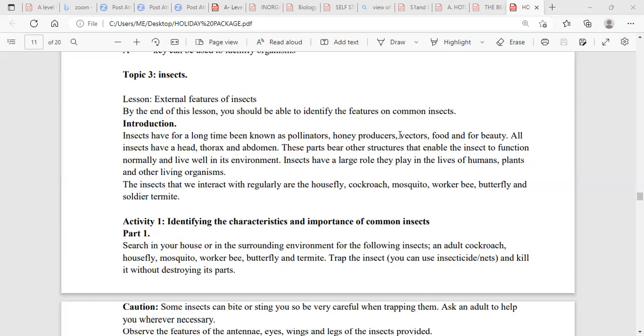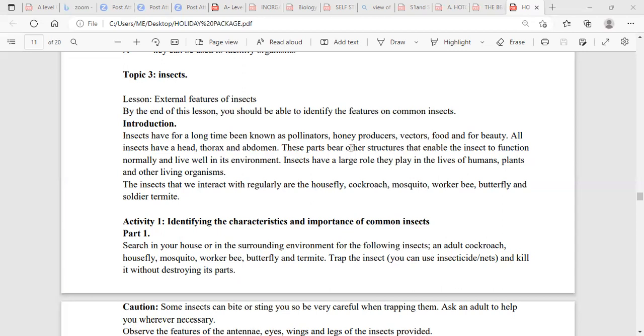Those are insects. Having looked at classification, we said that these organisms are grouped according to similar characteristics. We have kingdoms which consist of very many organisms, that is a large number of organisms. And then at the end of the levels of taxonomy, we have the species, where we have organisms that have closely related characteristics.